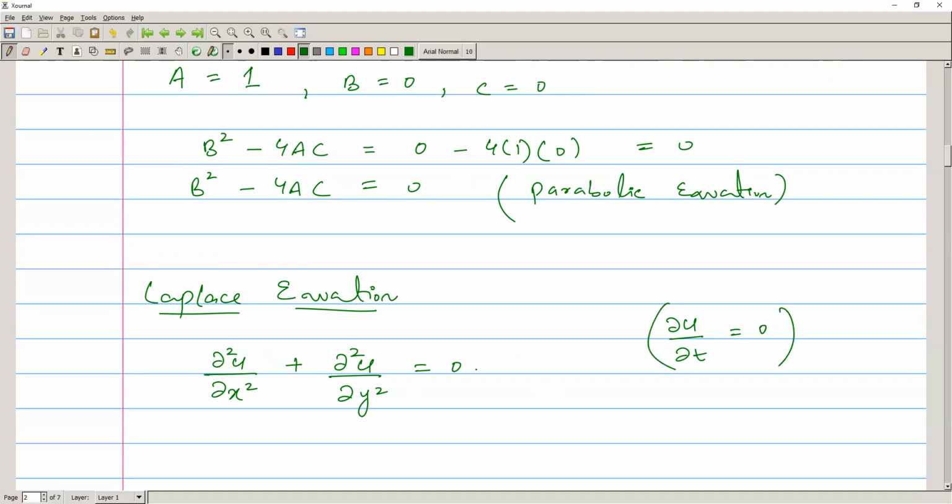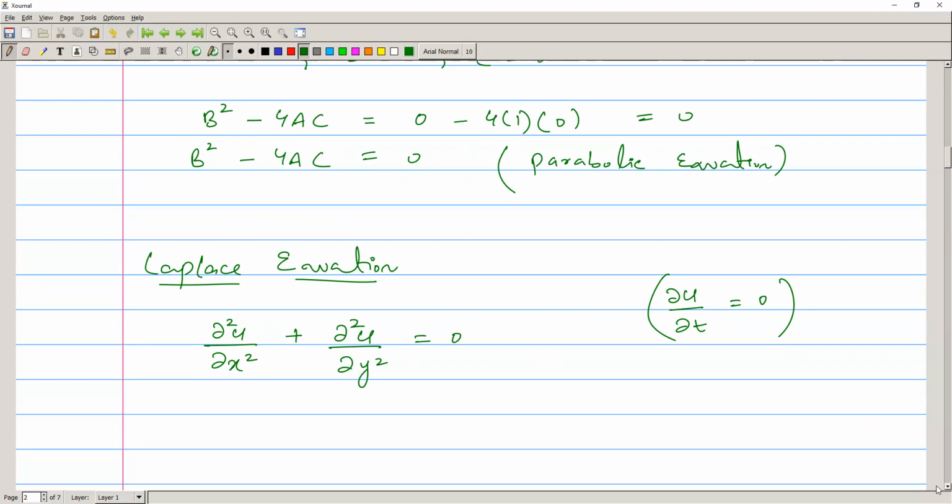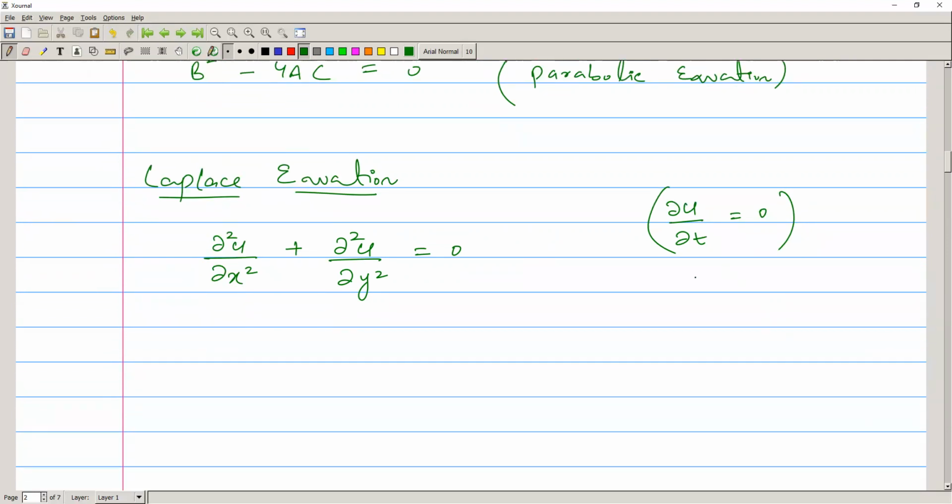Basically, what should be on the right-hand side is ∂u/∂t, but it is equal to 0. It means that it is in a steady state, right? Why do we call it steady? Because the change in the temperature with respect to time is 0, right? So that's why it's a steady state.